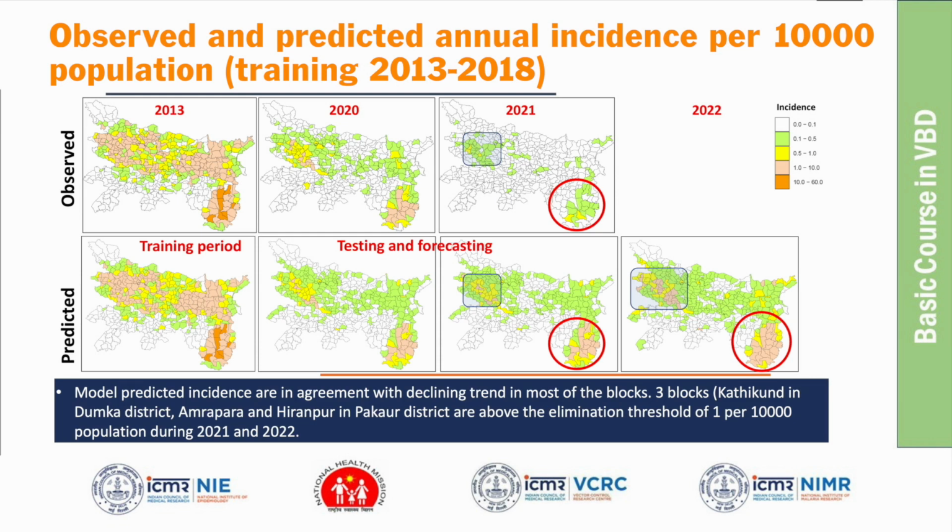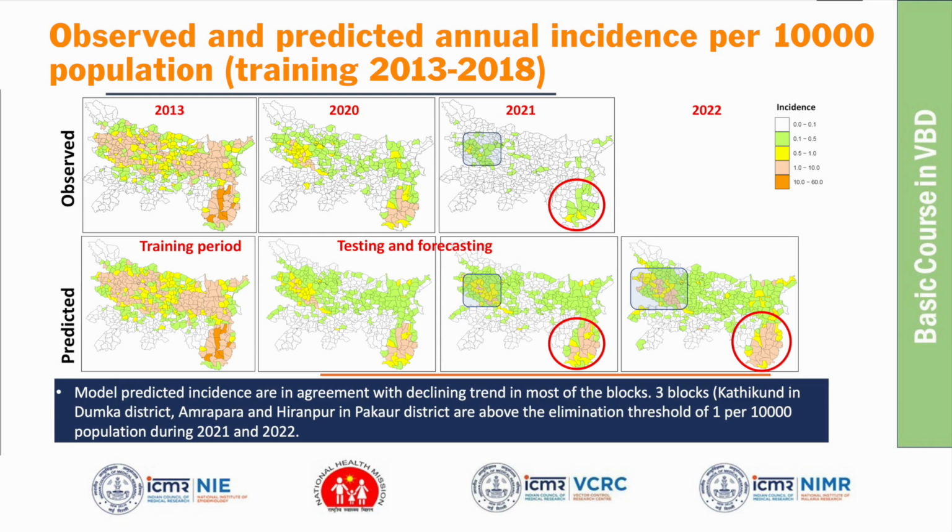But there are some places where the cases seem to be more than 0.5 per 10,000 population in some of the blocks here. Bihar and Jharkhand are shown here. The round one is Jharkhand, where you are seeing that the cases are again higher in predicted compared to the observations. This may be because we have only cases up to May 2021, whereas the model predictions are shown for up to 1 year. And then in 2022, we are expecting a higher increase in burden.